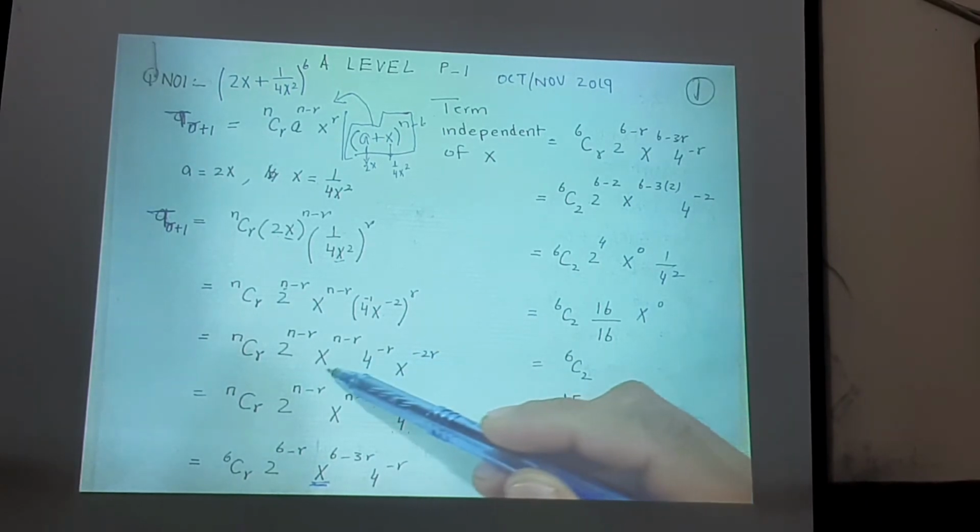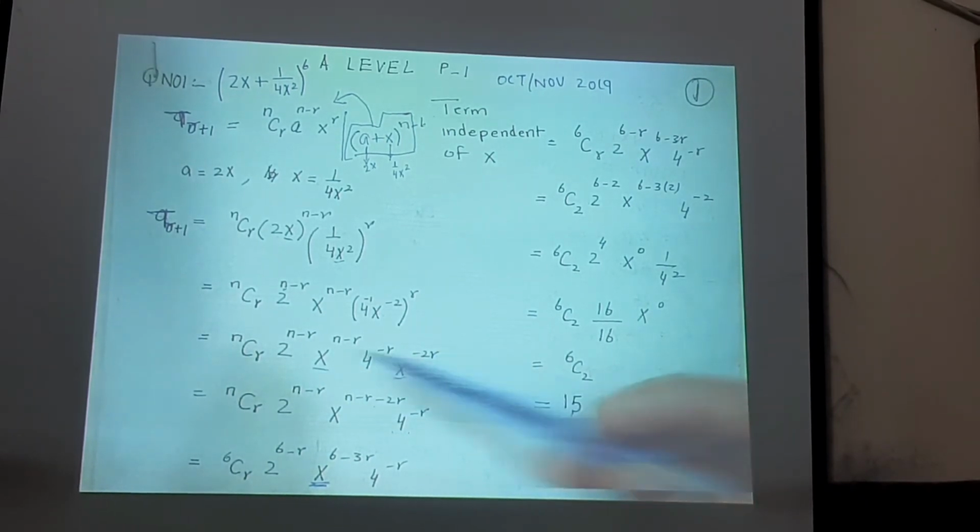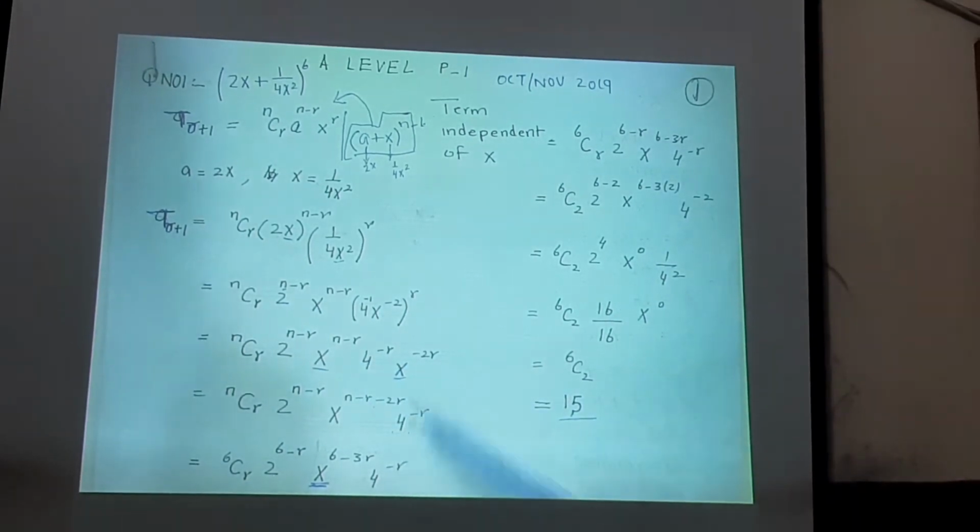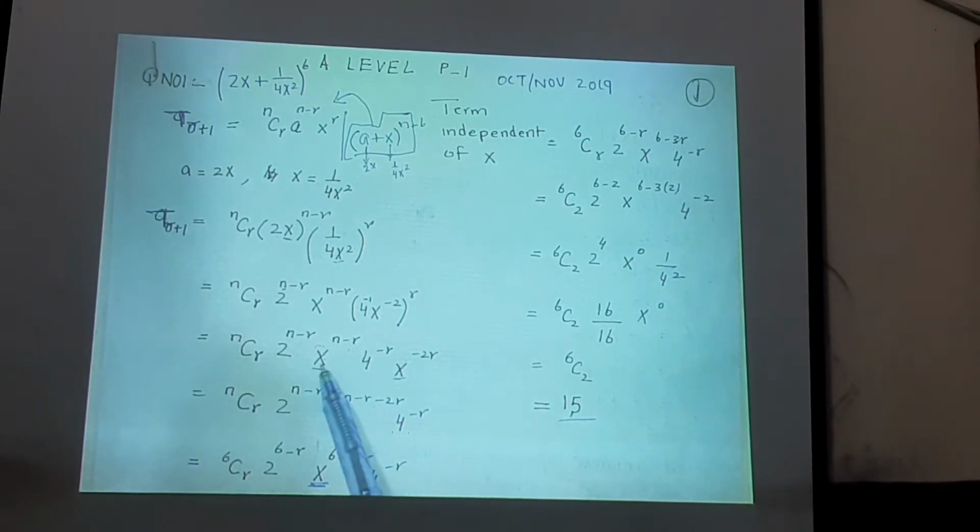Now I am going to combine my x. I have two terms here that have x. Here the base is x, and here the base is x, and when bases are the same and they are being multiplied, then I add the powers according to the rules of indices. So bases are the same, add the powers: n minus r minus 2r. Here is the result. Now I have been able to separate the term involving the power of x. Here it is n minus 3r.